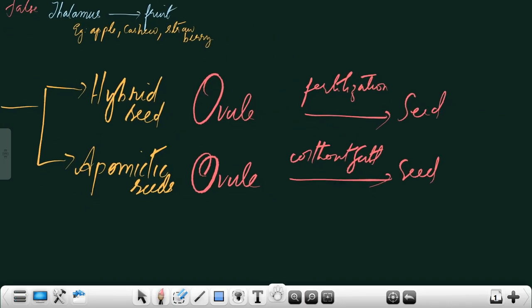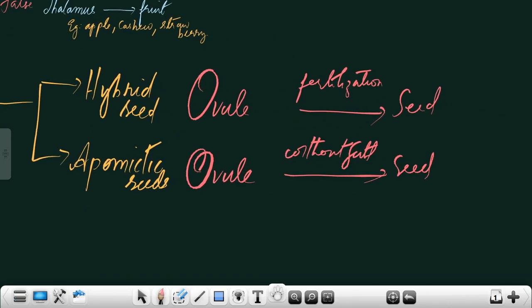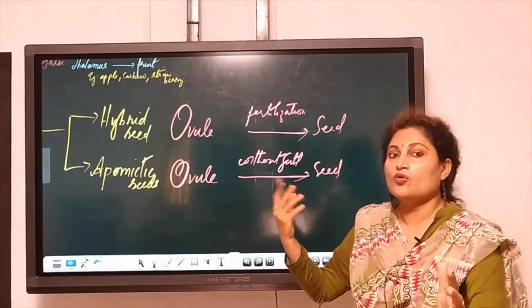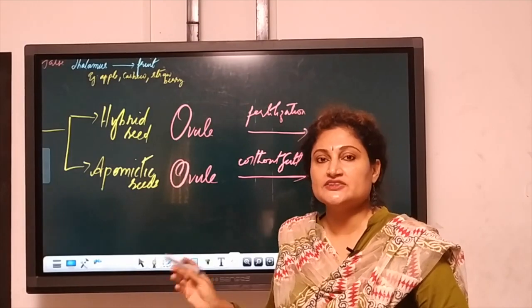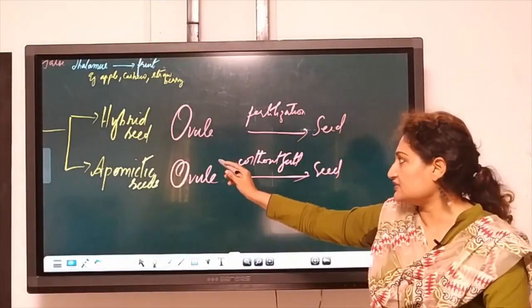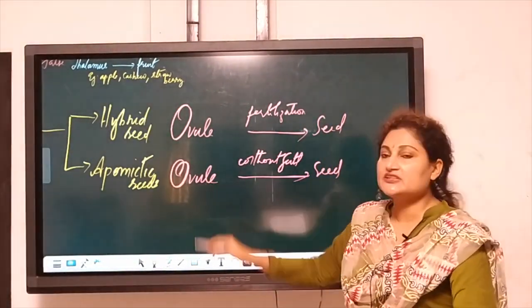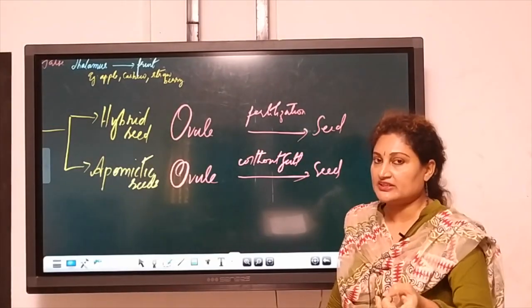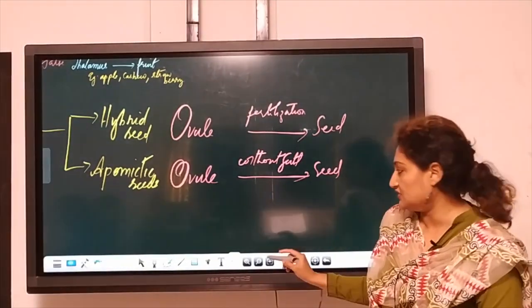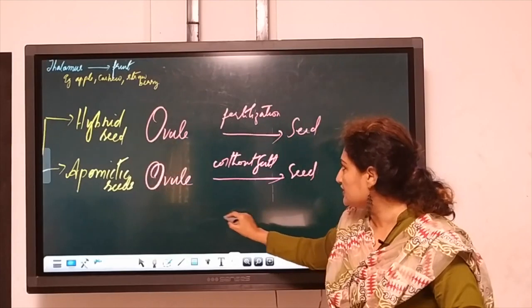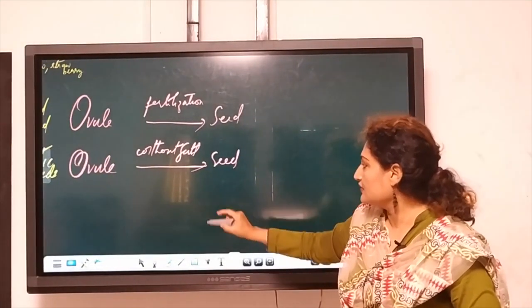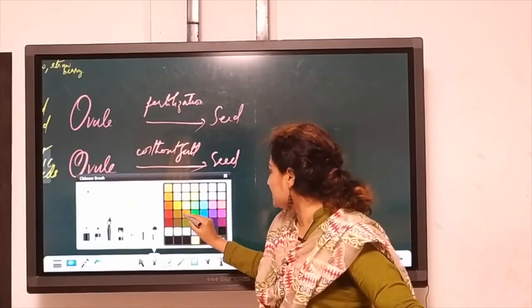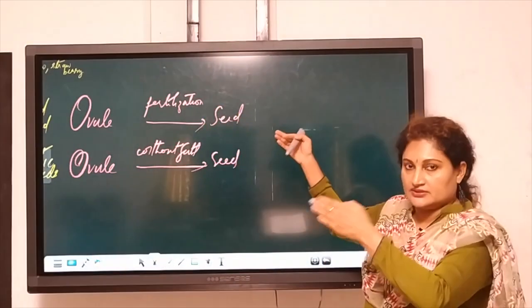Just like we have the fruits, true fruits and parthenocarpic fruit. In true fruit we have the ovary after fertilization becoming the true fruit, and ovary without fertilization becoming parthenocarpic fruit. Here it is exactly the same, the hybrid seed and apomictic seed, ovule with fertilization and ovule without fertilization. But you have to analyze this a little more in detail. In both the cases, a bit more in detail.